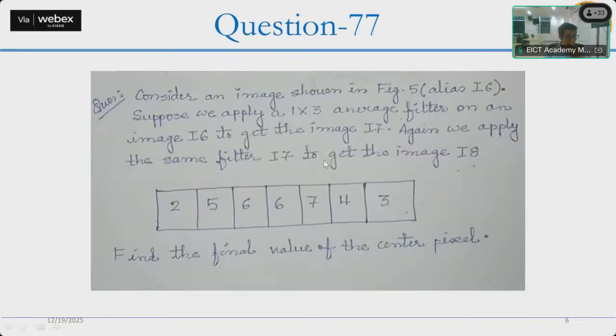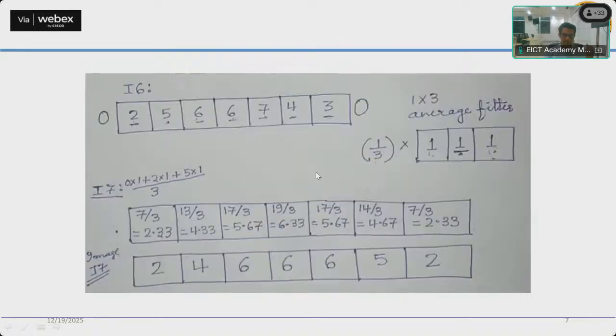So to get the image I7, what is it saying? That you apply this filter on every pixel. So again, see, it will average out. How will it average out? You can see here, for example, these three values will average out: the behind value and the next value.